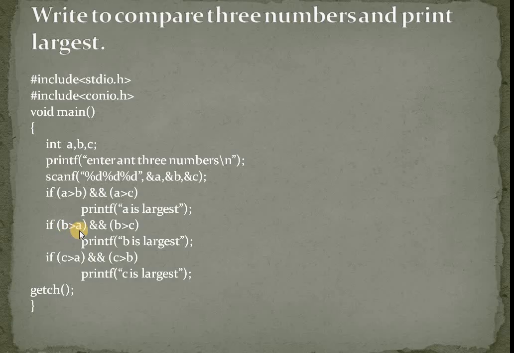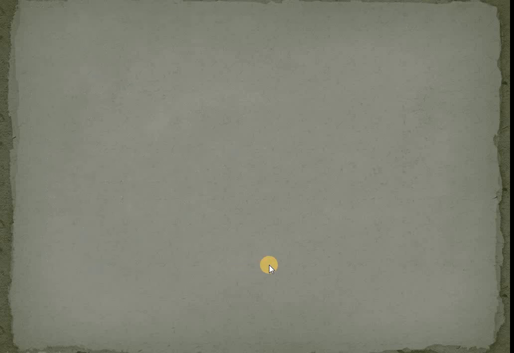If B is greater than A and B is greater than C, if both these conditions are true, then we are going to print B is largest. If this condition is false, then we'll go to the third if statement. If C is greater than A and C is greater than B, printf C is largest. Okay, so I hope you have understood this program.